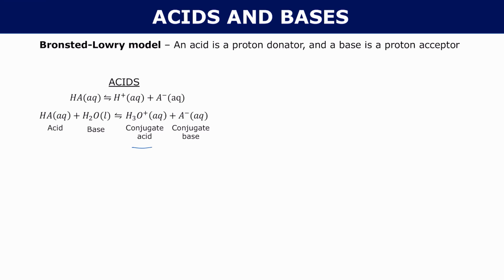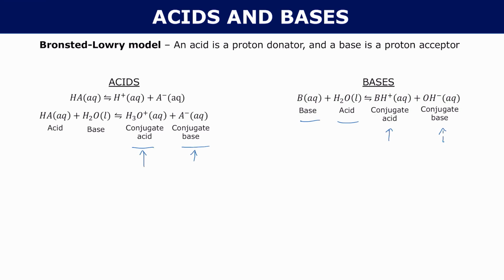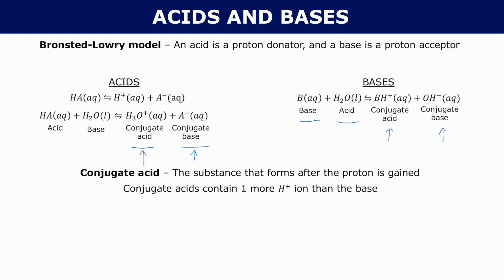The BH+ is the conjugate acid and the OH- is the conjugate base. So what are these conjugate acids? What are these conjugate bases? Well, a conjugate acid is the substance that forms after the proton is gained. So conjugate acids contain one more H+ ion than the base.